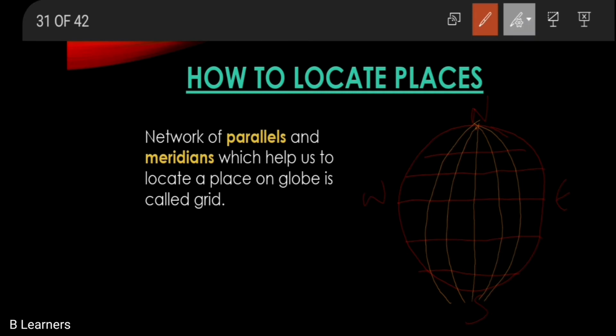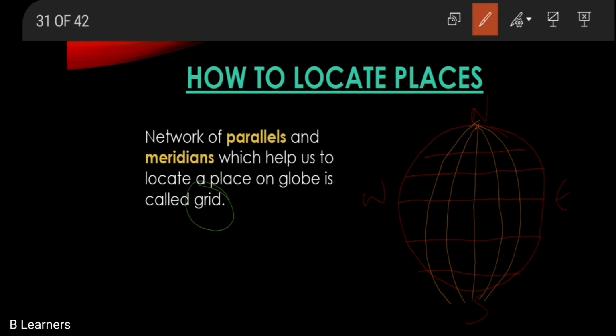You must be observing that there are certain places where the latitudes and longitudes intersect each other and form a kind of network. Both the parallels, latitude meaning parallels, and longitude meaning meridians, form a kind of network, and this network is called a grid, and it helps us to locate any particular place.